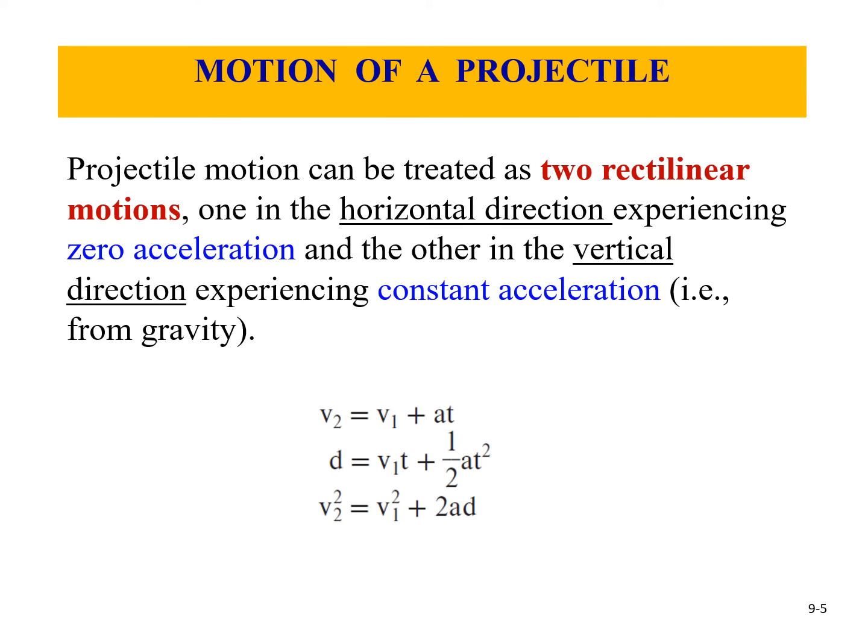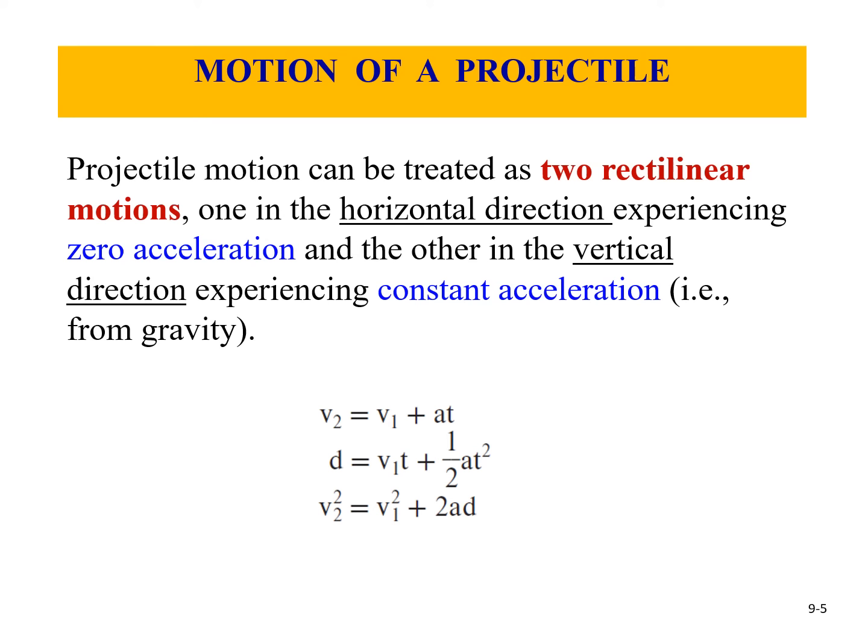The motion of a projectile can be treated as two rectilinear motions, one on the horizontal axis, one on the vertical axis. And we are going to use the constant acceleration equations. The first one: velocity final equals velocity initial plus the acceleration multiplied by time. Those are the constant acceleration equations of motion. The second one: the final distance equals initial velocity multiplied by time plus half acceleration multiplied by time squared, and the final velocity squared equals the initial velocity squared plus 2 multiplied by the acceleration multiplied by d.